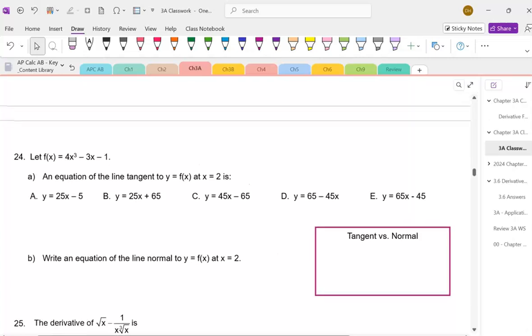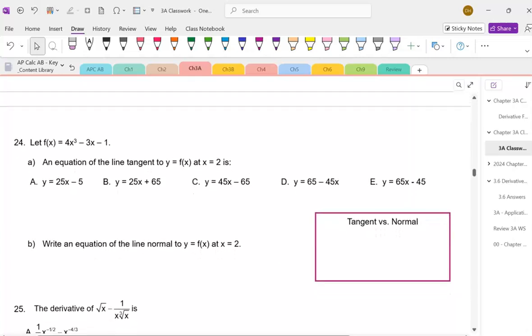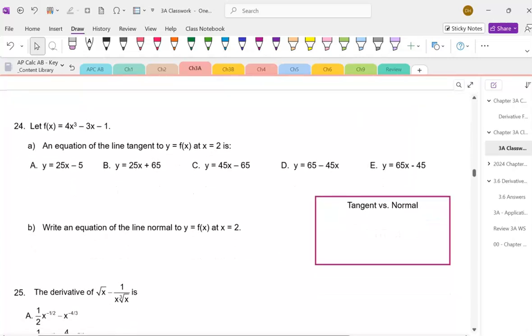So after this, these are just kind of bonus questions, more in-depth questions. Number 24, we're going to find the equation of the line tangent to the curve at x equals 2. So another equation of line tangent to the curve versus part B, where it says a line normal. So just to go over this really quickly, tangent just means that you're doing everything as usual.